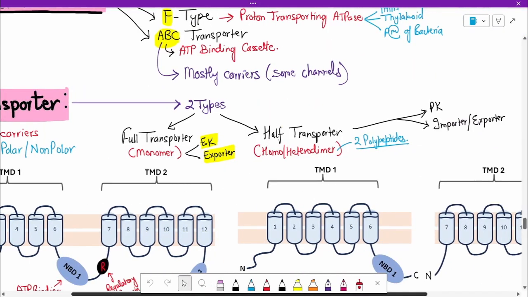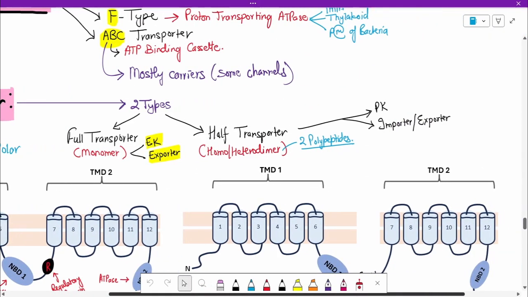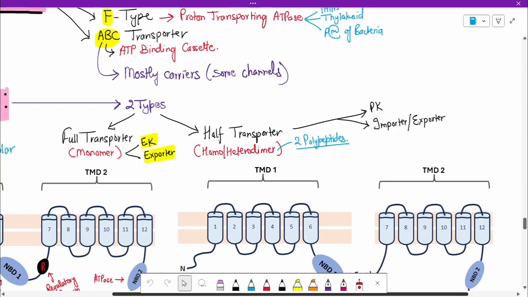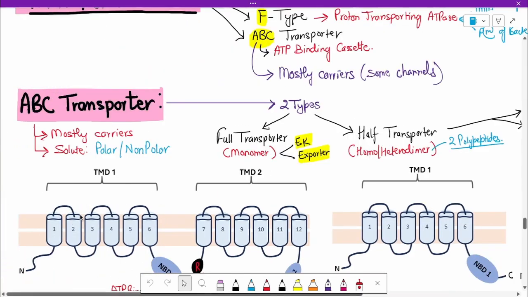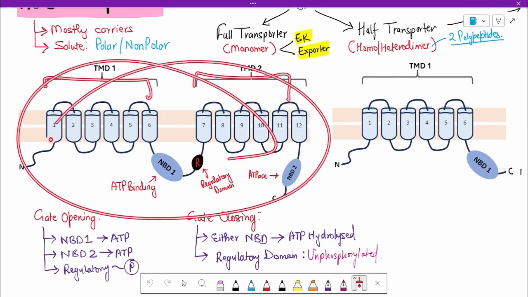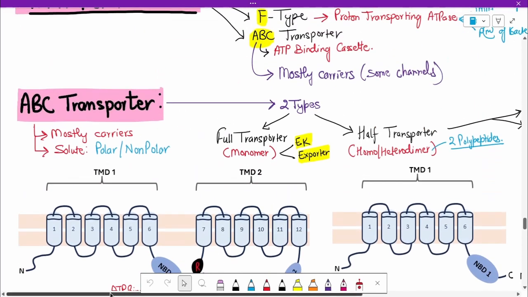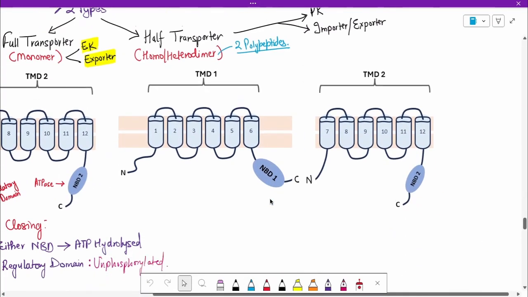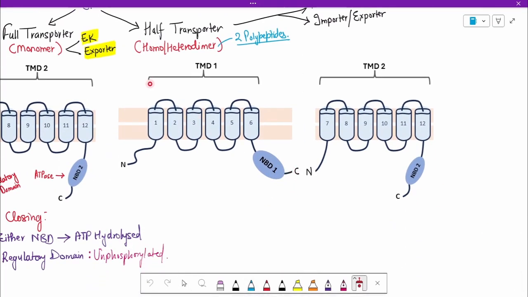Now these ABC transporters can be classified into two basic types. First is the full transporter and second is the half transporter. The full transporter has two transmembrane domains in a single monomeric polypeptide, whereas in the case of the half transporter we have two separate chains, transmembrane domain 1 and transmembrane domain 2. These are different. We have N terminus here, C terminus here, we have N terminus here, C terminus here. Okay, this is the main difference.